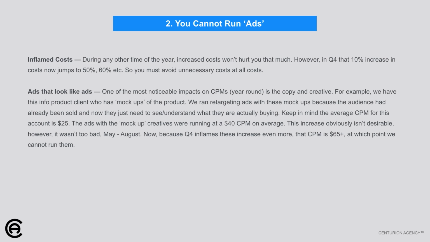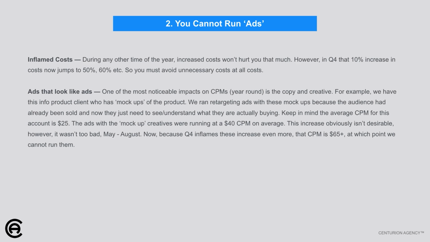Now we ran retargeting ads with those mock-ups as the creative, right? Because the audience had obviously already been sold, and they now just need to see and understand what they're actually buying. That's kind of the idea for retargeting ads. Keep in mind, the average CPM for this account is roughly $25, because it's an info product in a really competitive space.